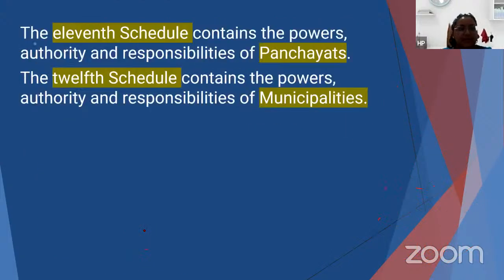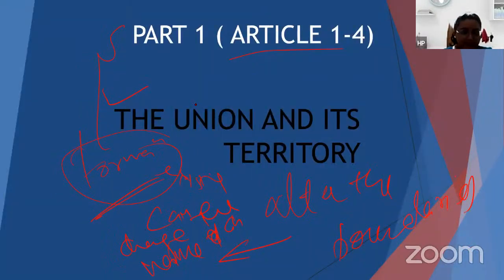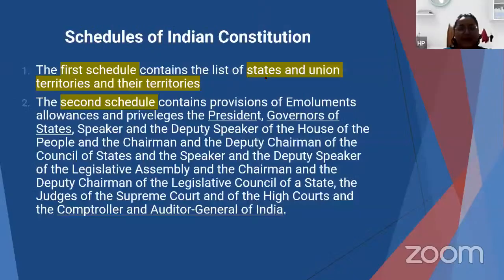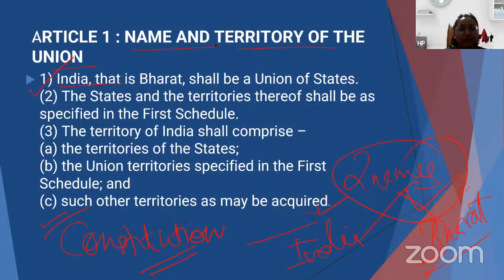Okay, so in this lecture, what we have read, we have done part 1 of our constitution. Article 1 to 4 we did in this, the union and its territories. Okay. Now I will discuss the questions of this particular topic as well. Don't worry about that. So in this, what we did was the union and its territory. I have discussed the parts. Article 1 to Article 4 we discussed.